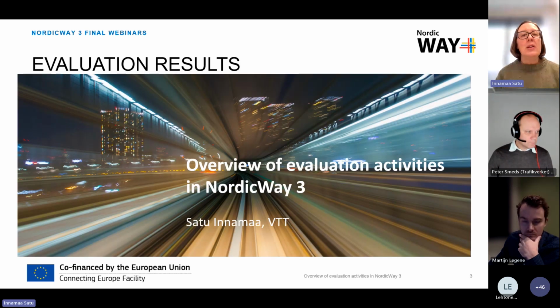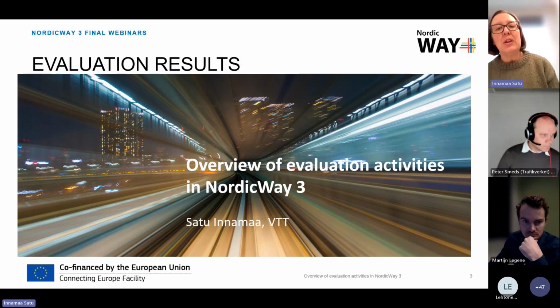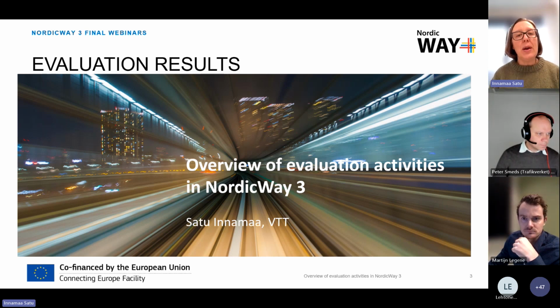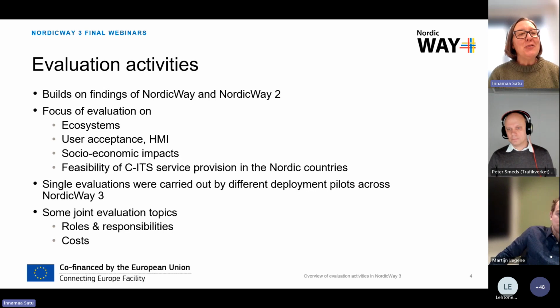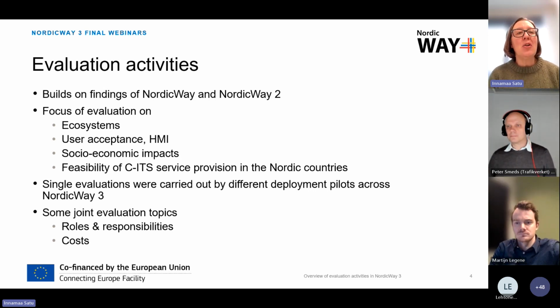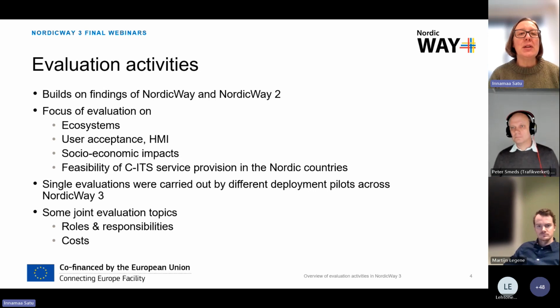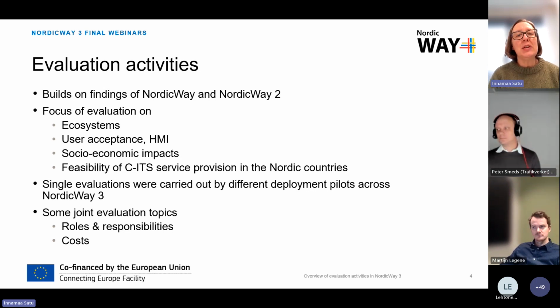Going forward, now I'm moving on to this brief overview of the evaluation activities in NordicWay 3. NordicWay 3, as the name kind of hints, is building on the activities done already in the NordicWay and NordicWay 2 projects. So we have had evaluations conducted during those previous phases, and we do not repeat what was done, but build on and complement the findings and research and different trials to really find out different aspects of C-ITS.